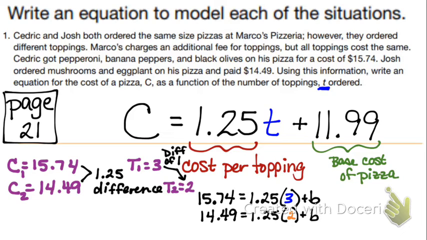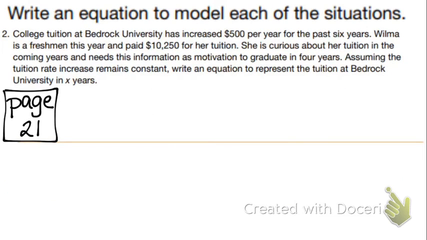Awesome sauce. Does anybody have any questions for group number 1? So when we found out that one topping is $1.25. All right. Let's go to group number 2.